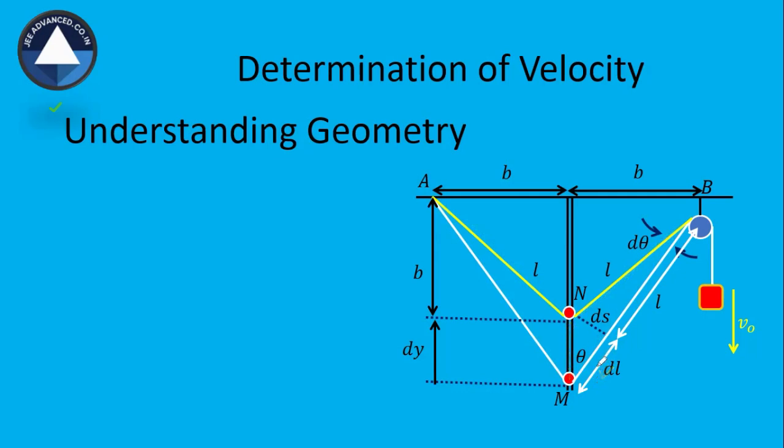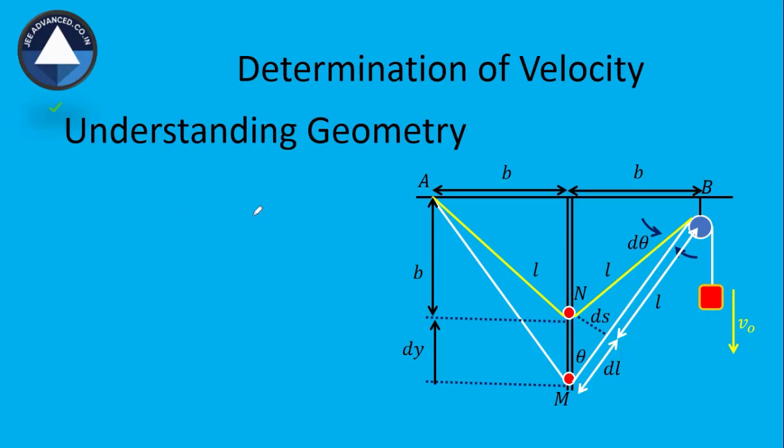The length of one string decreases by amount dl, and the length of this string also decreases by amount dl. So the total decrease in the length is equal to dl plus dl, which is equal to 2dl. And hence the length of the string on the other side must increase by amount 2dl. Now you can see that if the displacement of this pulley is dy in a time interval dt, then the displacement of the block is 2dl in the same time dt.